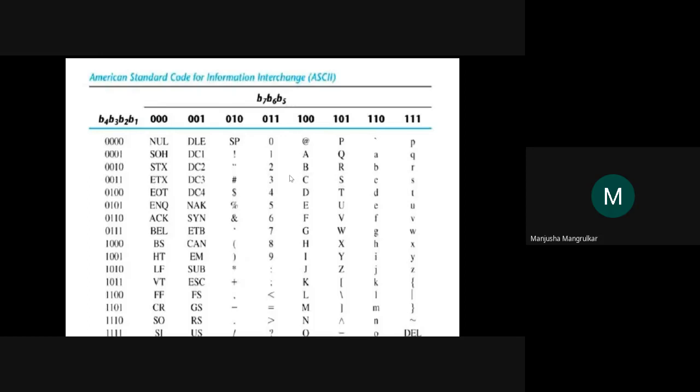This is the ASCII table, the American Standard Code for Information Interchange. ASCII codes are for the digital system, which is going to use all numbers 0 to 9, capital A to Z, small a to z, and all special characters and symbols are given ASCII codes, right?